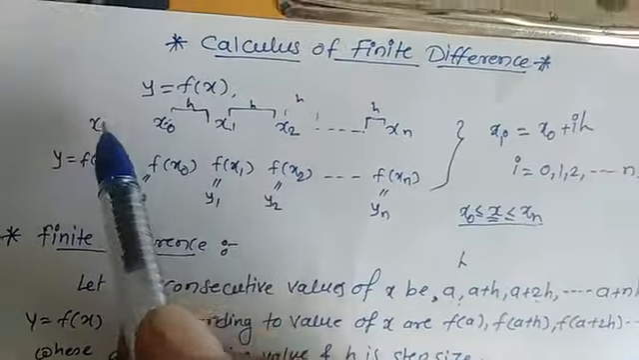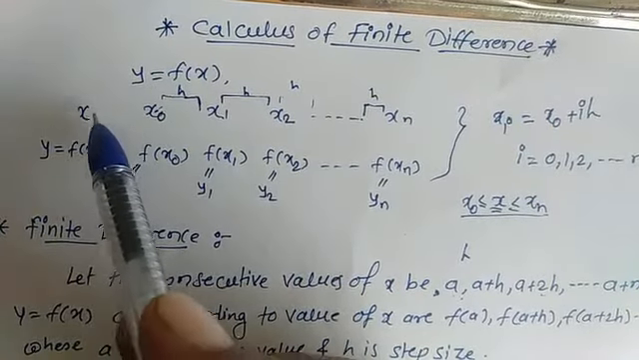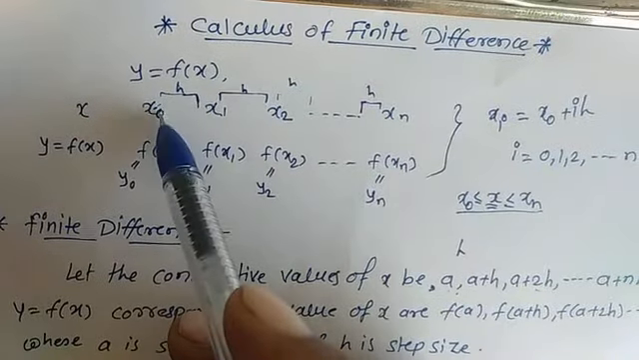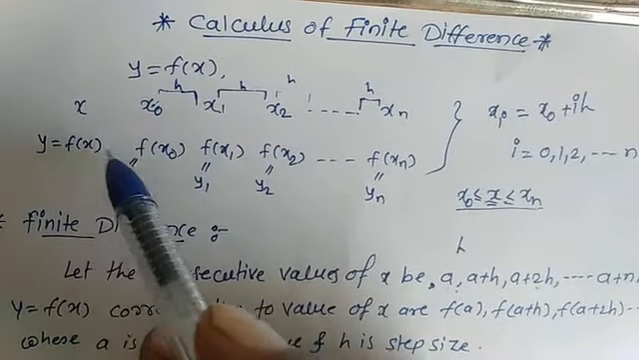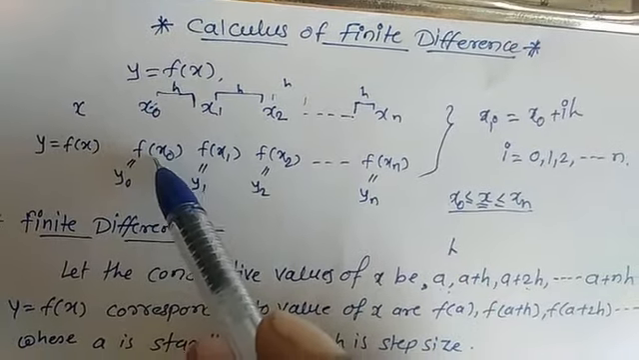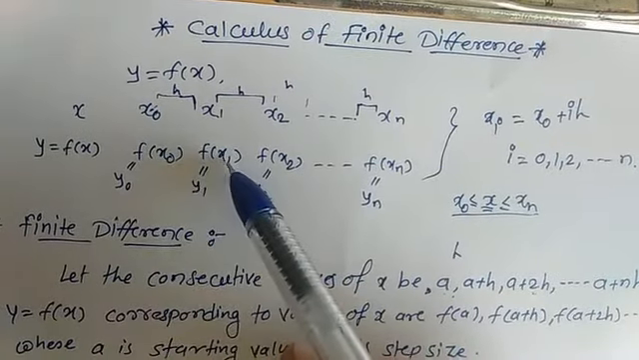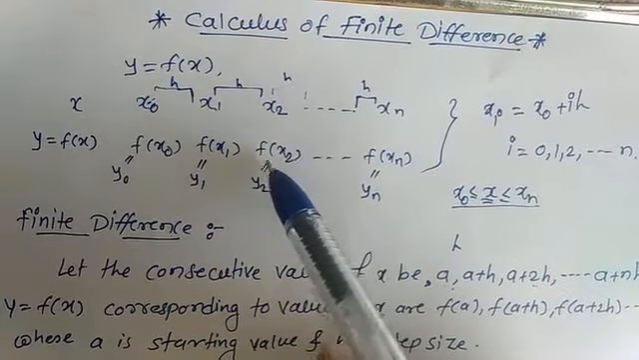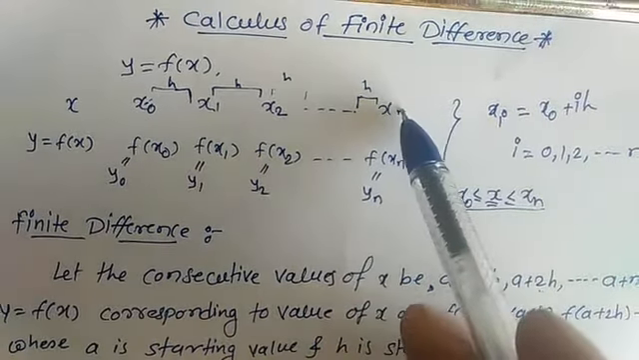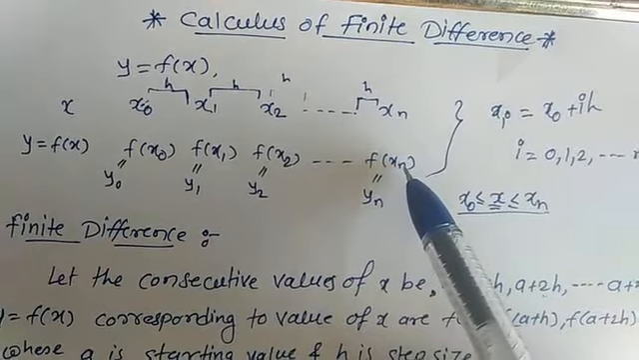Assume that you are making a table of a function y is equal to f of x due to changes in x. So if you consider the value of x as x naught, the value of y will become f of x naught, which we consider as y naught is equal to f of x naught. Similarly, for x1 it will be y1 is equal to f of x1. For x2 it will be y2 is equal to f of x2. And for xn, yn is equal to f of xn.